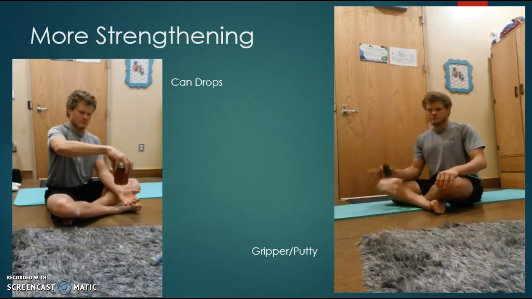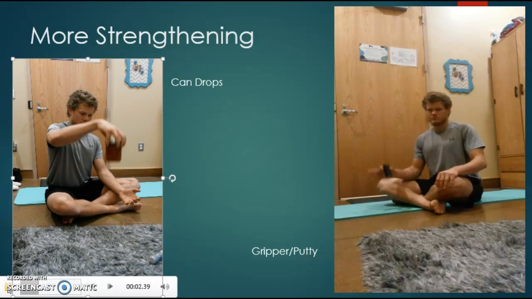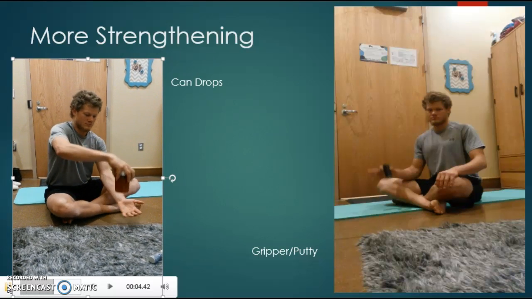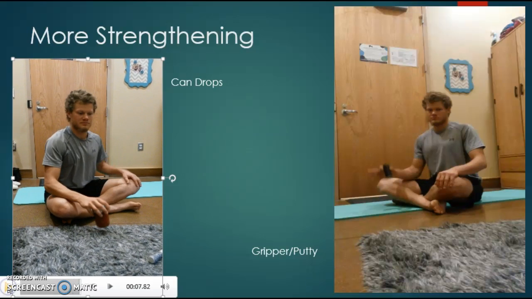More strengthening exercises for the wrist include, on the left here, a can drop or a ball drop, which is a more reactive type of strengthening exercise, which would be helpful for strengthening to acquire better function. As noted, anything can be used here. There's a weighted ball, or in this case, a can of salsa.